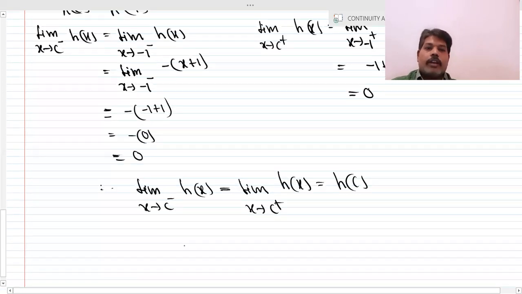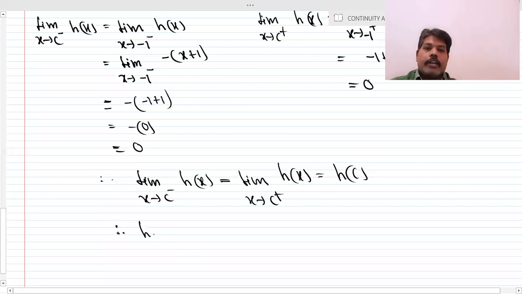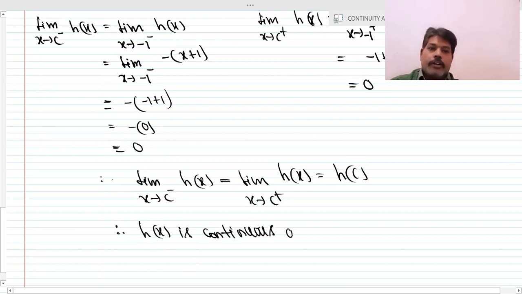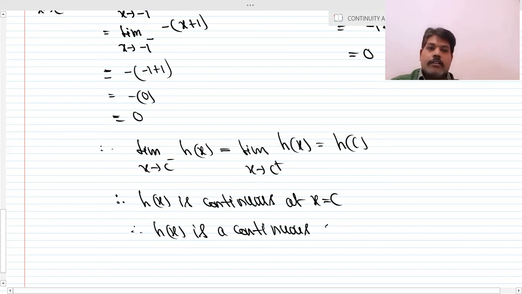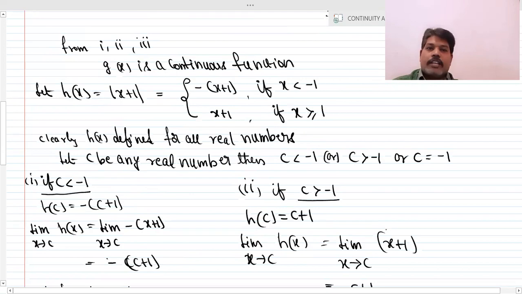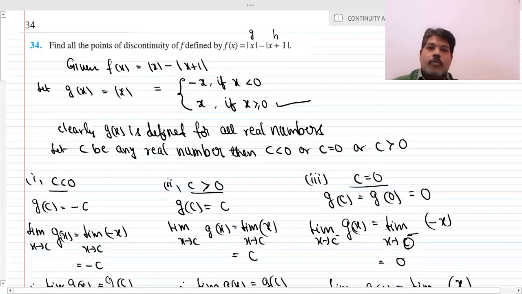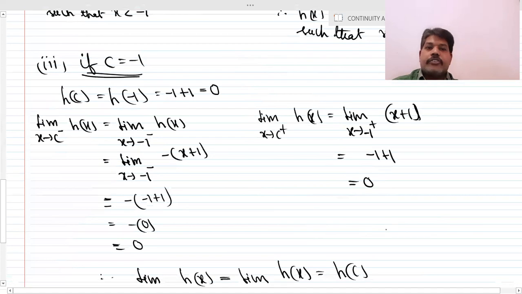Therefore h of x is continuous at x is equal to c. That means h of x is a continuous function. What is h of x? Mod x plus 1. And g of x is equal to mod x, which is also a continuous function. So h of x is continuous and g of x is continuous.